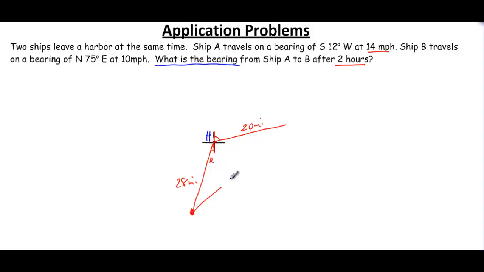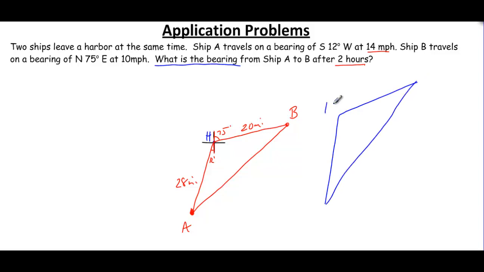Now, I want to draw my triangle. So this is ship A and this is ship B. And this is my 12 degrees and this was 75 degrees. So if I draw my triangle kind of off to the side, here's my harbor, here's A, here's B. I know this is 20 miles. I know this is 28 miles. But I don't know any angles on the inside.